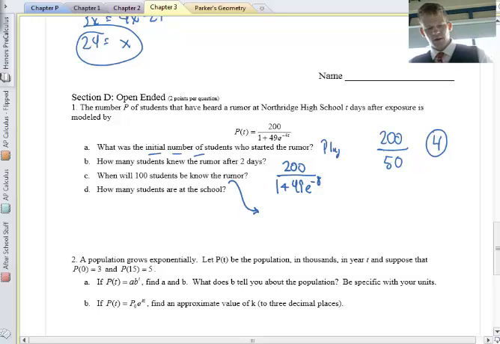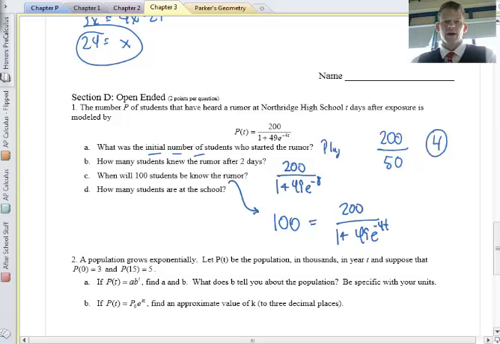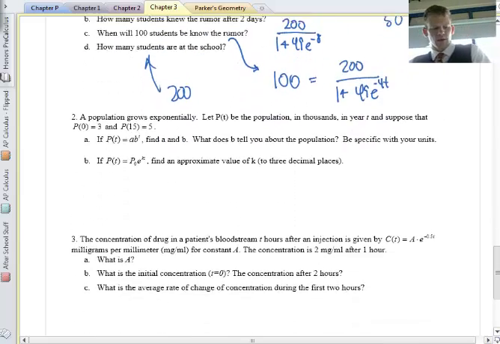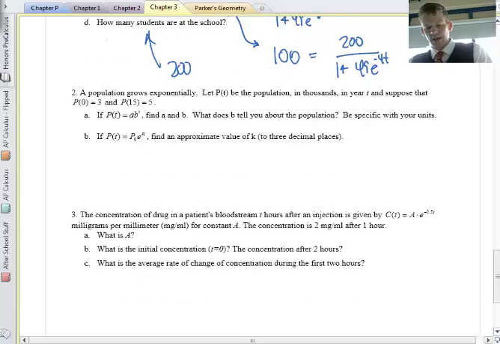The next one is, when will 100 students know the rumor? That's just solving the equation. You have 100 equals 200 over 1 plus 49 e to the 4t, and you're solving for that time value. How many students are in school or at the school? Well, that is a disguised question for carrying capacity. There are 200 people in the school because that would be the maximum quantity of students that could know the rumor. And the last question, well, actually there are 2 more.